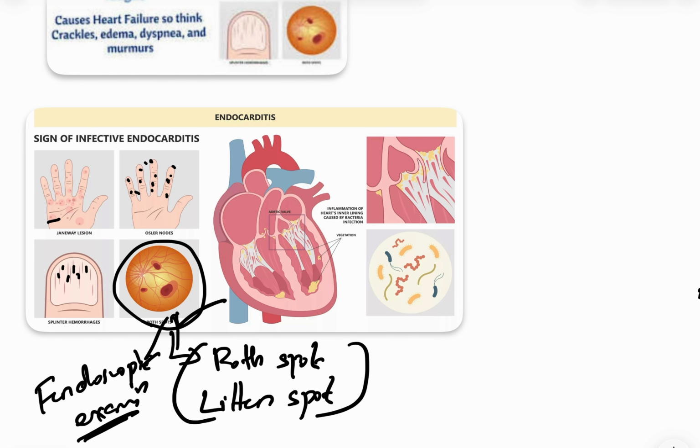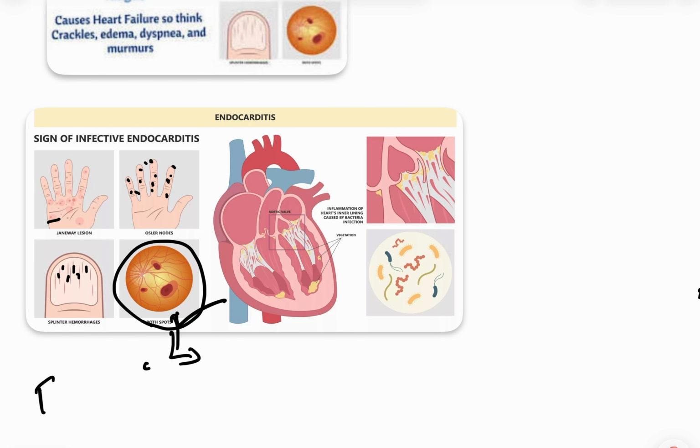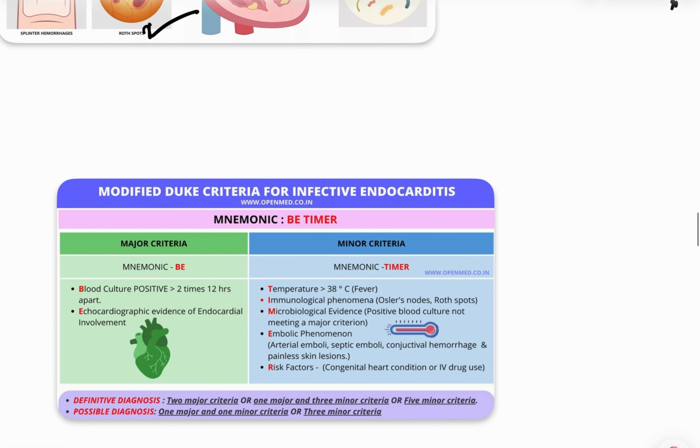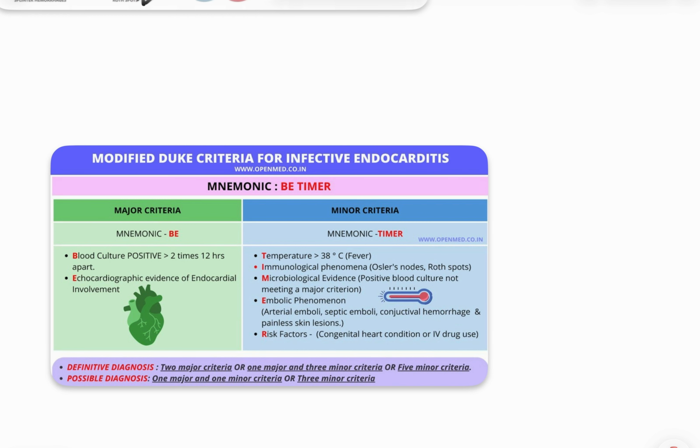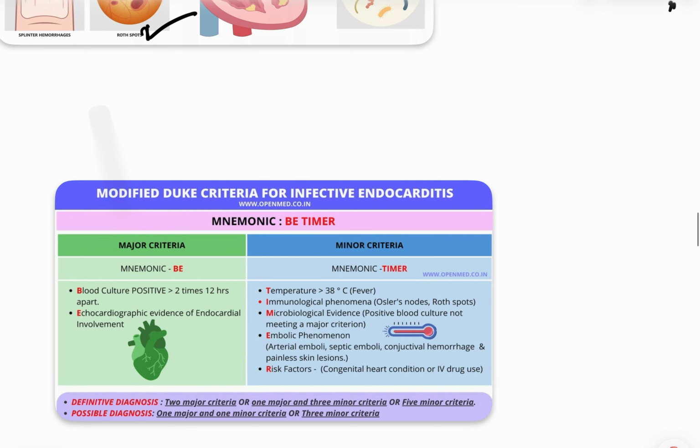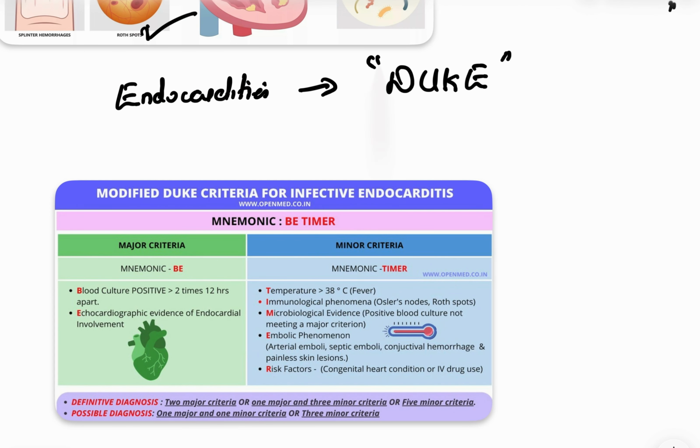Okay, so now we know all the important signs and symptoms of infective endocarditis. And how are we going to diagnose endocarditis? Very, very important. For endocarditis, I want all of you to remember the name of a bike called Duke. Endocarditis, go to Duke. You all know the bike Duke. Endocarditis is diagnosed by the modified Duke criteria.